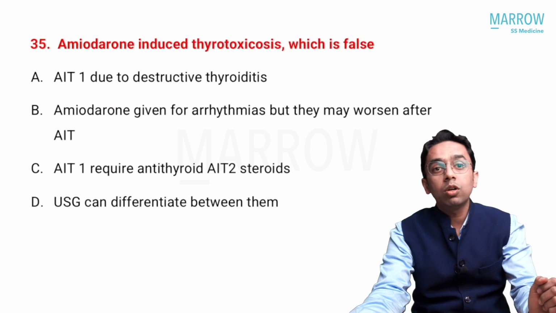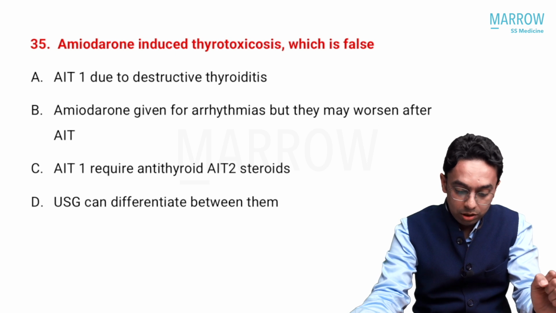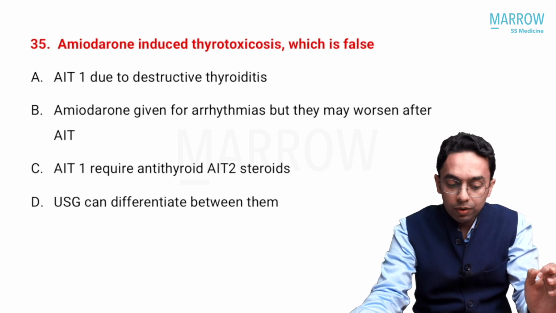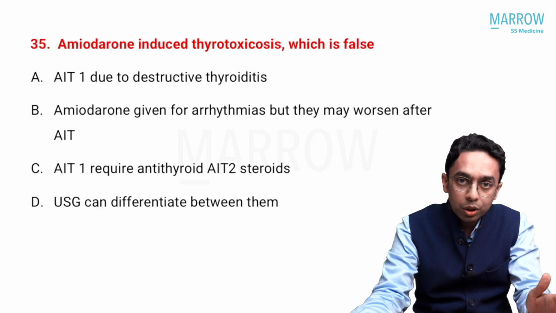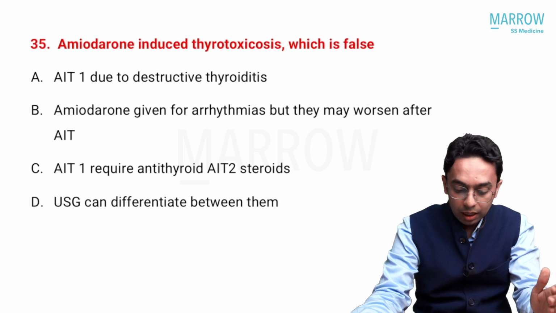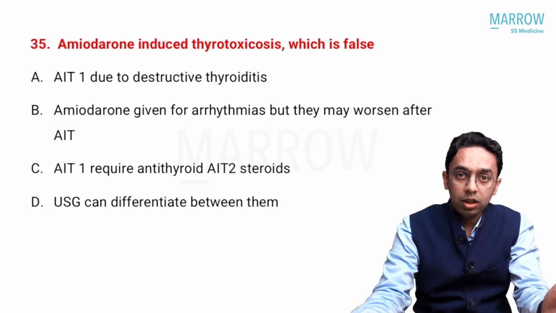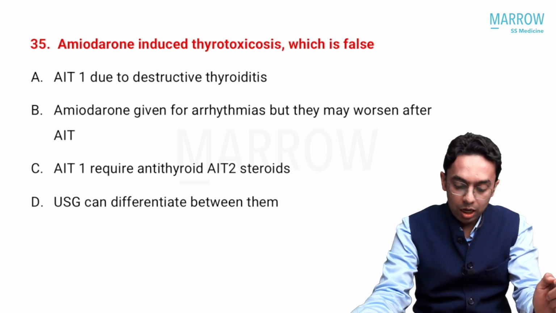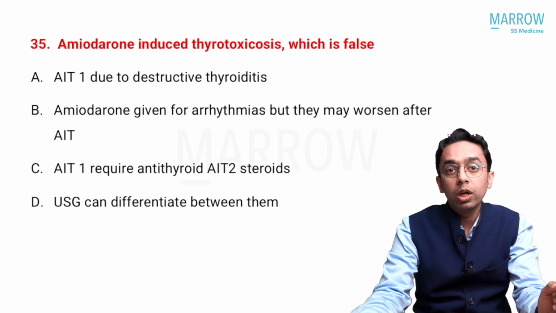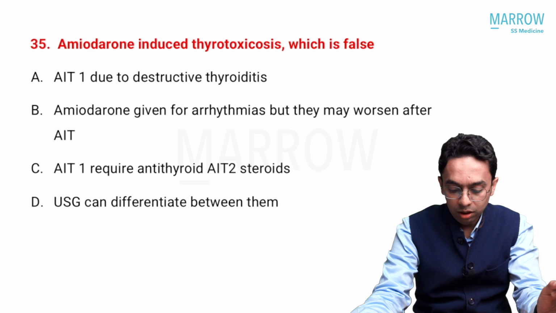Okay, coming to our question number 35, amiodarone-induced thyrotoxicosis. What is false? We have discussed this many times for this AIT. This is a very important topic. Options given here are: AIT1 is due to destructive thyroiditis; amiodarone given for arrhythmias, but they may worsen after AIT; AIT1 requires anti-thyroid drug, and AIT2 requires steroids; and fourth is UHG can differentiate between them.